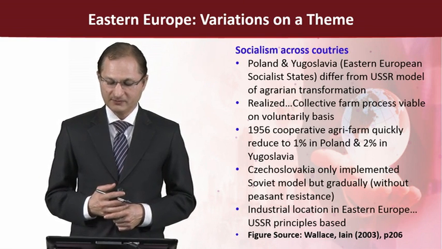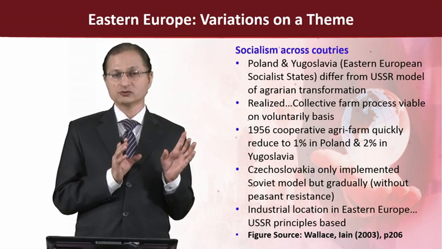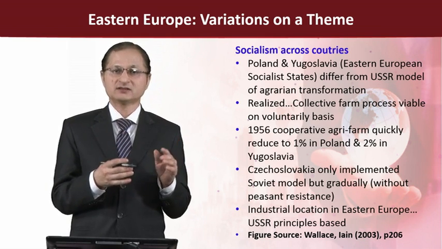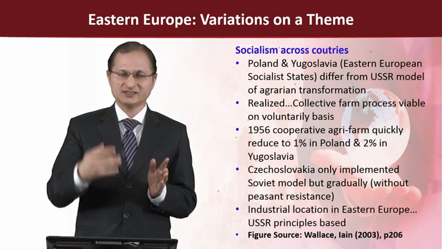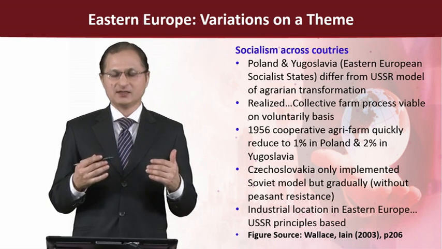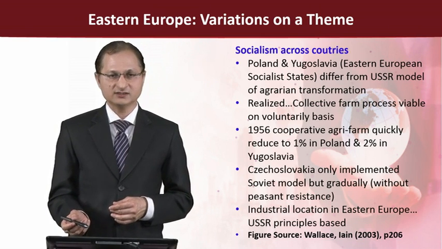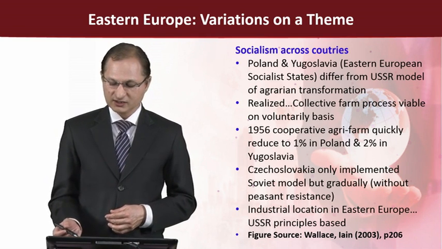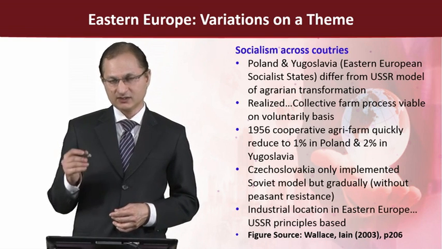Czechoslovakia only implemented the Soviet model, but gradually. That was the most important thing: the model followed by the USSR was not by itself a failure, but its execution was so rapid that the people who were the victims of that strategy did not have time to adjust to the change required by the state. So they need some time. That was quite successful to an extent in Czechoslovakia, where it was implemented without peasant resistance.